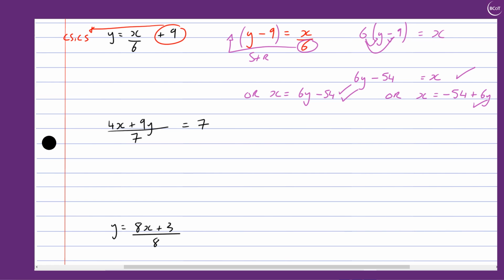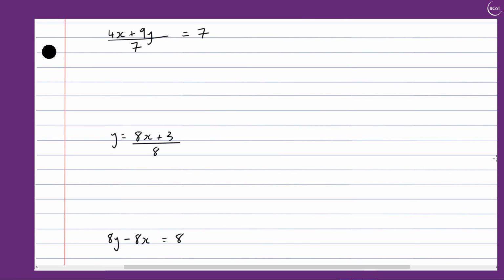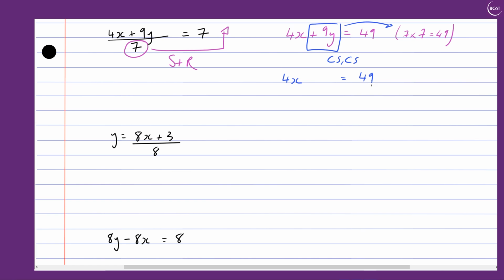Next we've got 4x plus 9y over 7 equals 7. The big clue, when a whole side is divided, you can slide and rise the thing it's divided by. So we've got the left hand side all over 7. So we take the 7 and we slide and rise and multiply by it, which gives us 4x plus 9y is 7 times 7, which is 49. Now we've got 4x plus 9y, so we can subtract 9y from both sides. We change the side, change the sign, and we end up with 4x on its own on the left is 49 minus 9y.